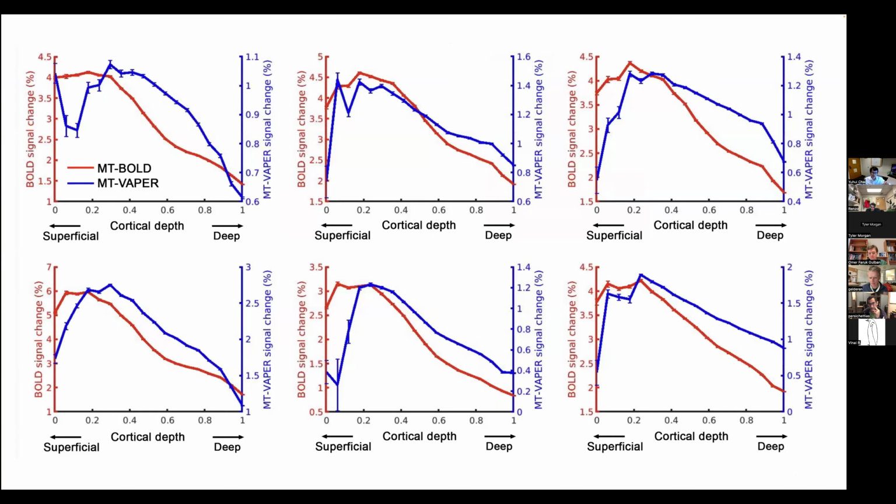And this result is also consistent across different individuals. Each plot is from one individual, and you can see the red curve is BOLD, which is biased toward the cortical surface. But the blue curve, which is the VAPER signal change, has less superficial bias and its peak is closer to the middle cortical depths.